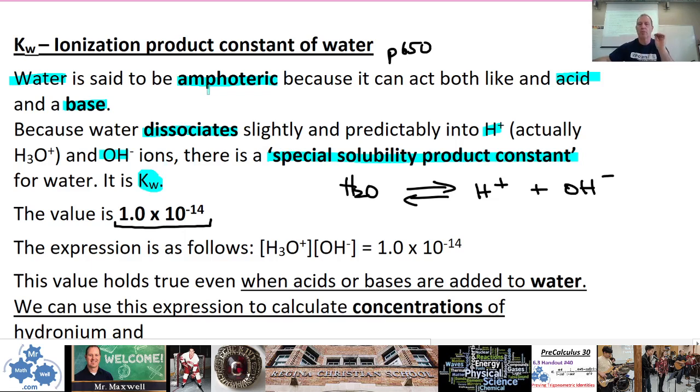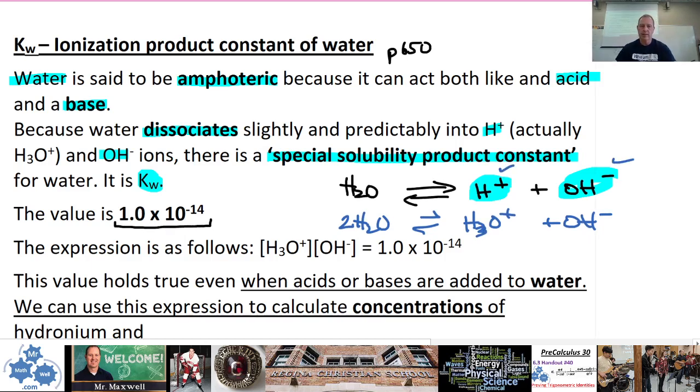It's a solubility product constant special for water, such that the product of its ions, that's H plus and OH minus. And if you like, let's do this: H3O plus OH minus. There you go. So if you like the hydronium ion, which we've been learning a lot about, there you go. So that's the balanced equation there. So it breaks up predictably into hydrogen ions and hydroxide ions.